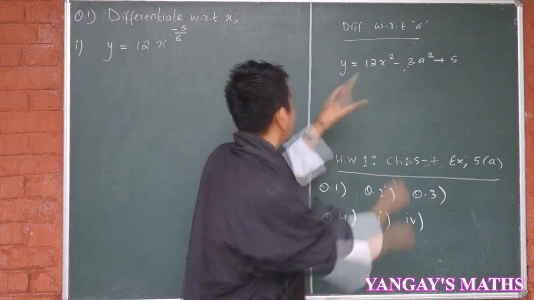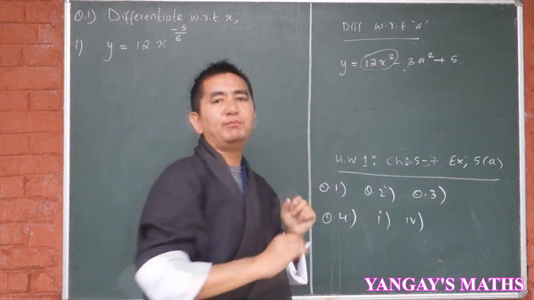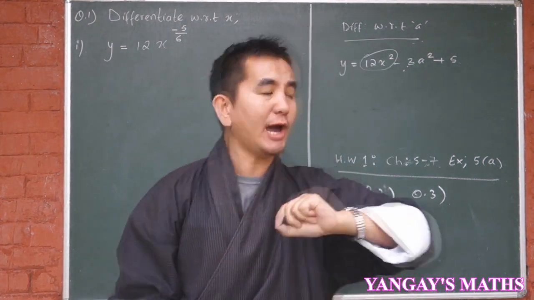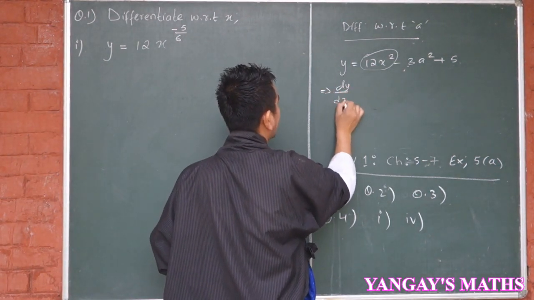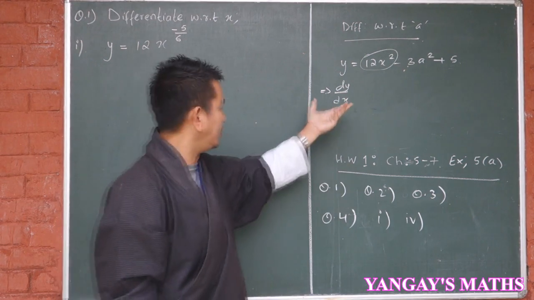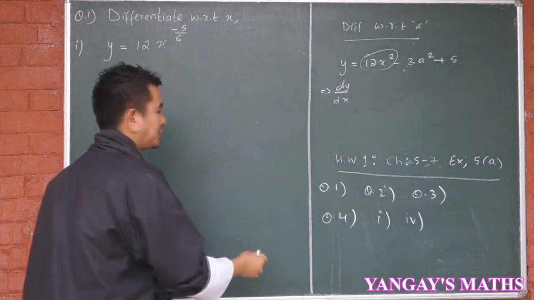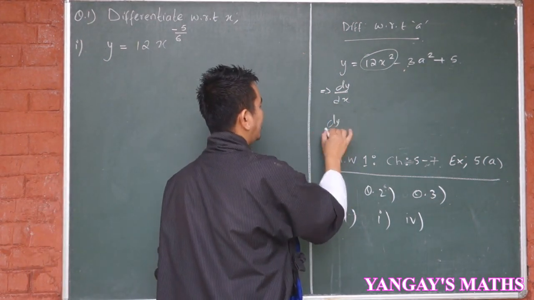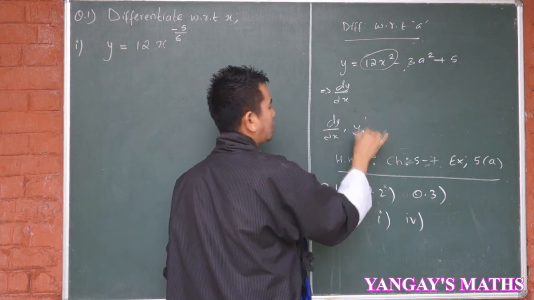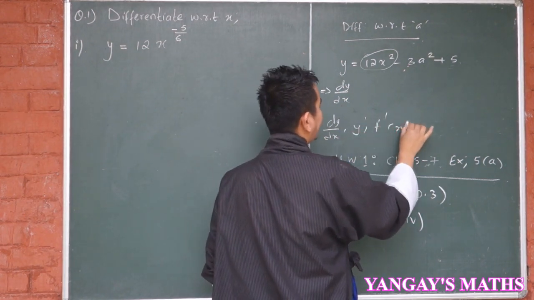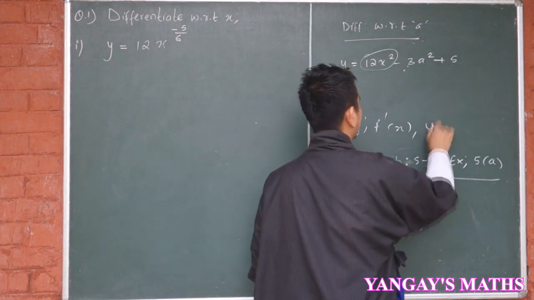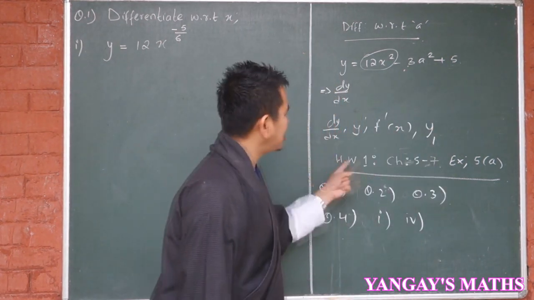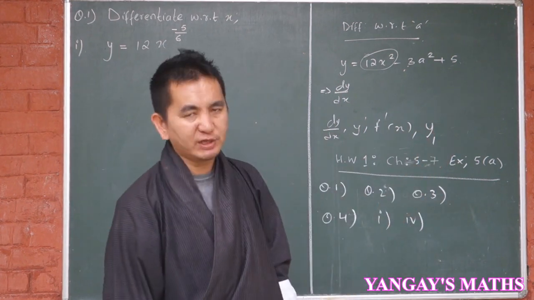So therefore this 12x square completely becomes a constant. Okay? If you differentiate this function, this will be dy by dx. If you are comfortable with dy by dx, you use dy by dx, because we have many notations. Either you can write dy by dx, or you can write y dash, or you can write f dash of x if the function is given as f of x, okay? Or you can write y1 as well. These are all notations for differentiation.